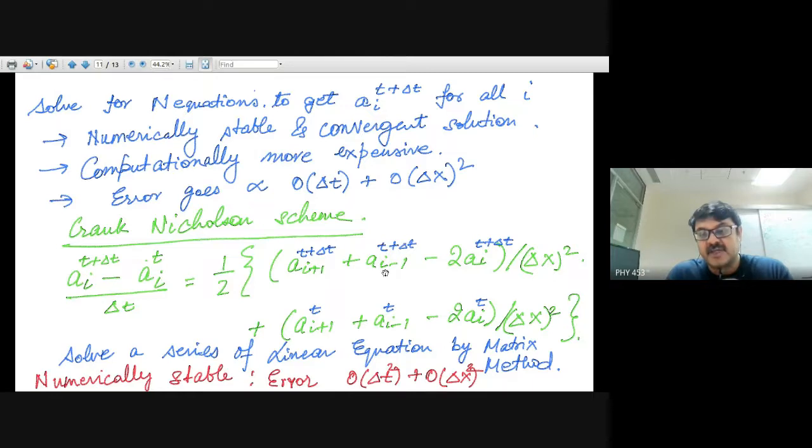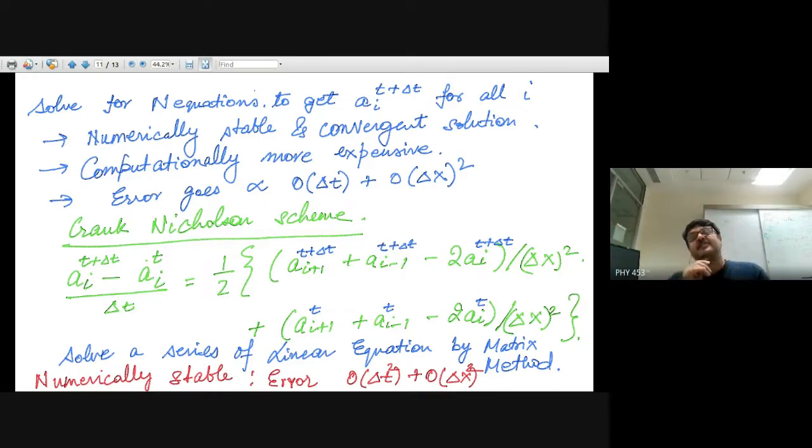So a_(i+1), a_(i-1), 2a_i, that remains intact, delta x square remains intact, but you are calculating this gradient square, grad square, at time t plus delta t and at time t, and taking a mean of these two values. Now, again, just like the previous case, you don't know the values of a_i at t plus delta t, and these three terms you don't know, right? But you can rewrite the equation.